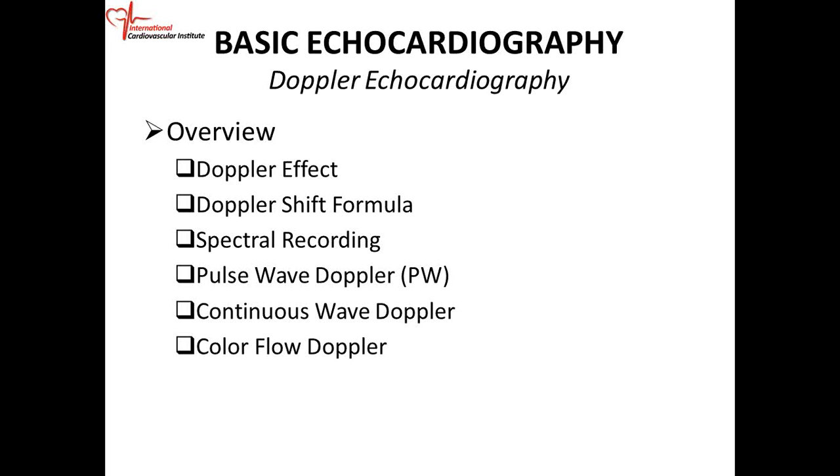Remember, Doppler is the backbone of echo. You have two-dimensional echo, which is the images that you're accustomed to seeing, and then Doppler echo. Doppler allows you to calculate gradients across structures, across valves, and also to calculate valve area. So it's extremely important. If you have an atrial septal defect or a ventricular septal defect, you can calculate the gradient across that defect.